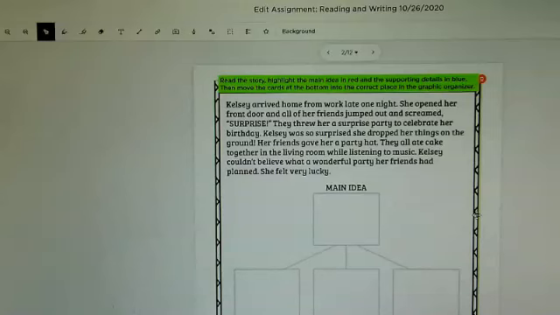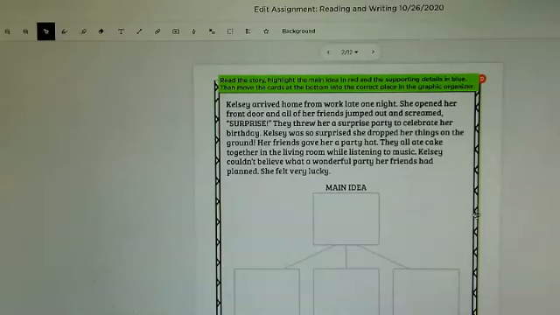I prefer to read it out loud just because it helps me hear what I'm reading and it helps me to understand it better. That's the way I learn. So I'm going to read this one out loud, and then we're going to talk about figuring out the main idea and then figuring out what sentences were written that support that main idea.